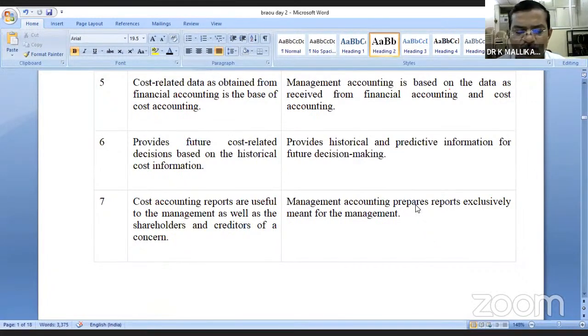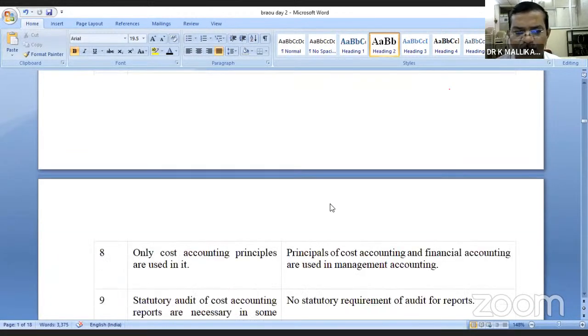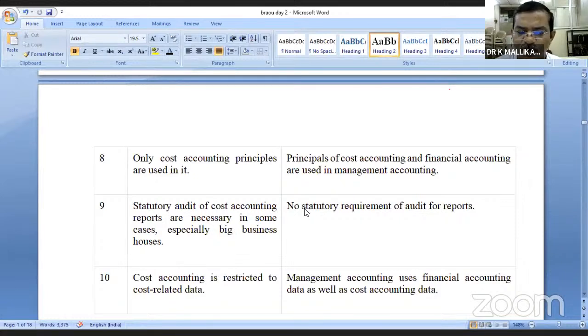It shows how much cost is involved in producing the products, and whether the firm is producing a product efficiently or not. Whereas management accounting prepares reports meant exclusively for management. Its scope is very limited. There are only cost accounting principles in financial management accounting. There is no specific principle, so they follow both the principles of cost accounting as well as the principles of financial accounting.